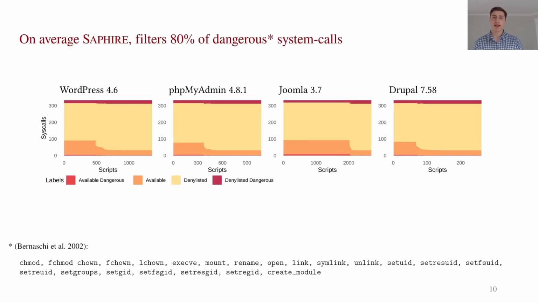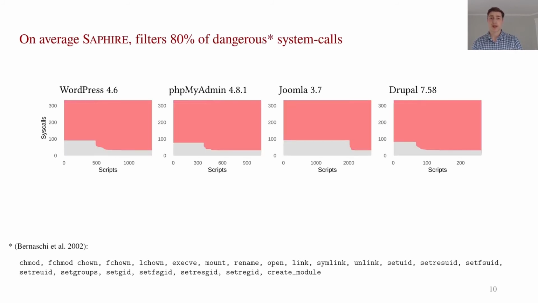By examining the sizes of the syscall filters, we found that, on average, Saphire reduces the number of accessible syscalls by 80%. In these graphs, each script in the web app is represented by a value on the x-axis, and the syscalls are on the y-axis. This whole space above the orange area represents syscalls that are blocked by Saphire's filters.